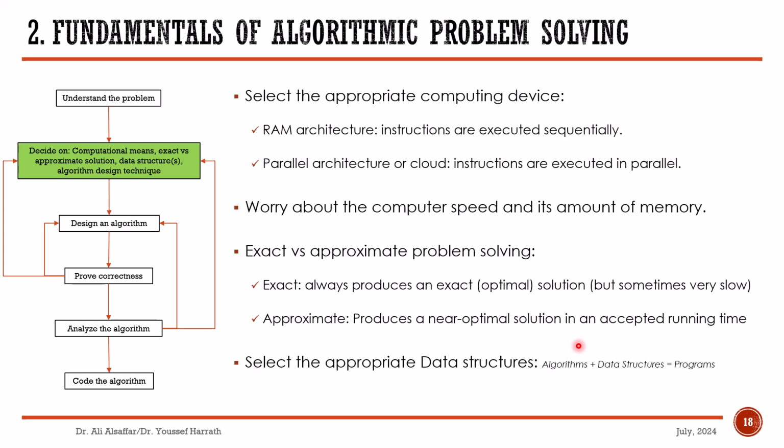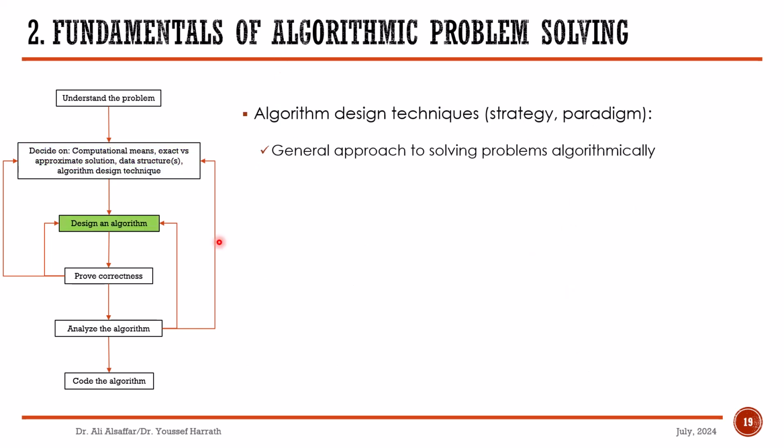Finally, you have to pay close attention to choosing appropriate data structures for the operations of the algorithm. As an example, some algorithms run longer on linked lists instead of arrays, and sometimes the opposite. That's why algorithms plus data structures are fundamentally very important to computer programming.